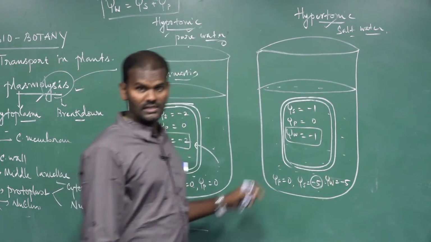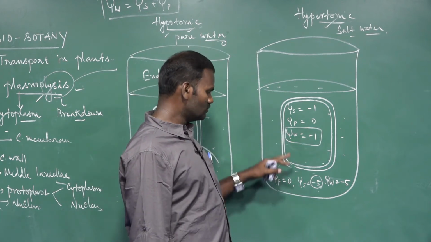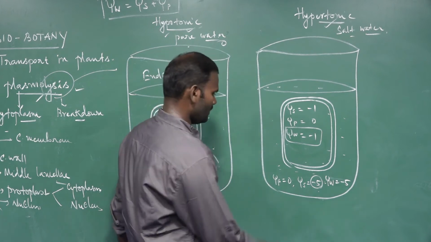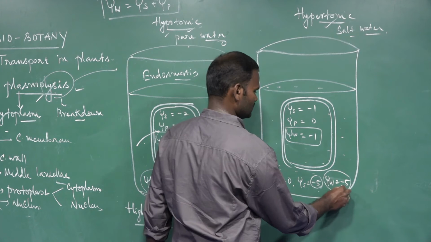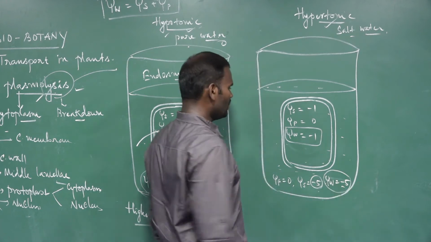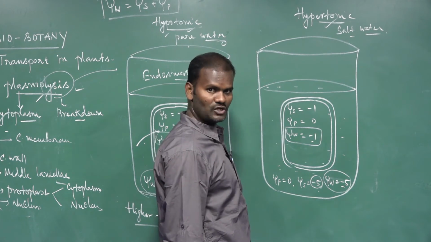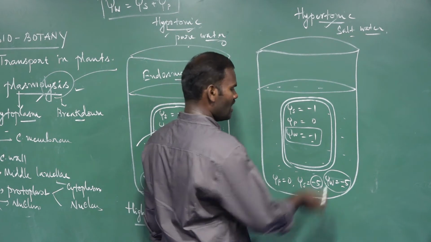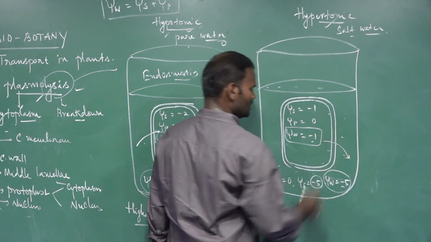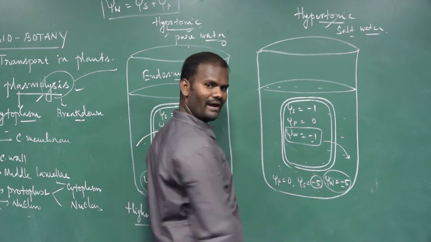We know that movement of water molecules is from where to where? Higher concentration to the low concentration. See here, the water potential of the solution is -5. The water potential inside the cell is -1. Both are negative values. Now tell me, the movement of water molecules from where to where? High concentration to the low concentration. -1 is higher than -5.